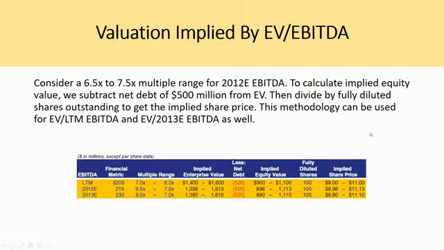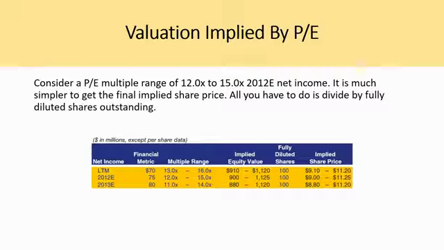And so that's how we take that enterprise value, projected enterprise value, and we bring it down to the most realistic projection number that we want our client to see, which is the implied share price of the company. Okay, and so we can also imply it based on other things like price to earnings. So consider a PE multiple range of 12 to 15x. The 2012 expected net income.